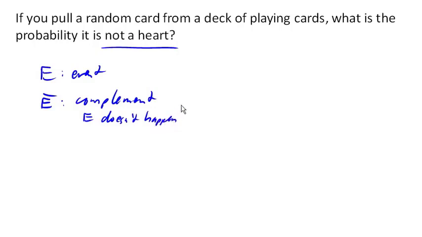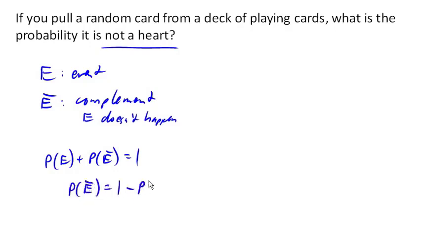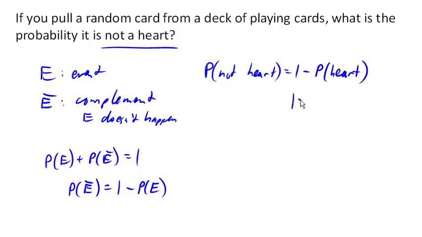Now, because the probability of something happening is 100% or 1, the probability of an event happening and the probability of the event not happening need to add up to 1, or 100%. And so the probability of an event not happening is 1 minus the probability of the event happening. So the probability of not getting a heart is 1 minus the probability of getting a heart. And what is the probability of getting a heart?